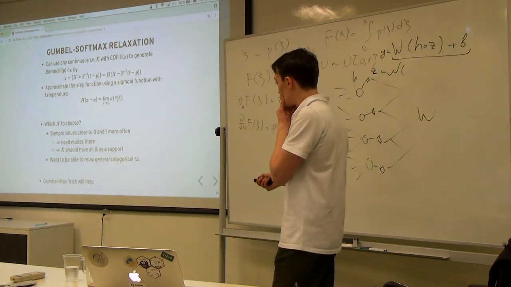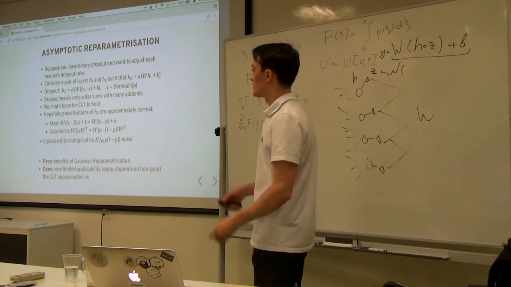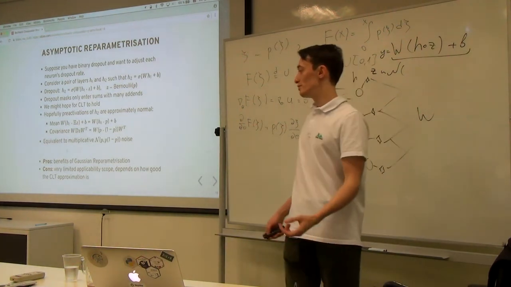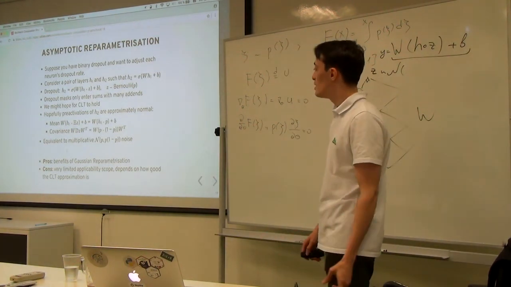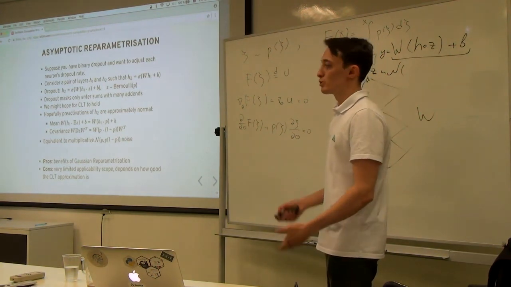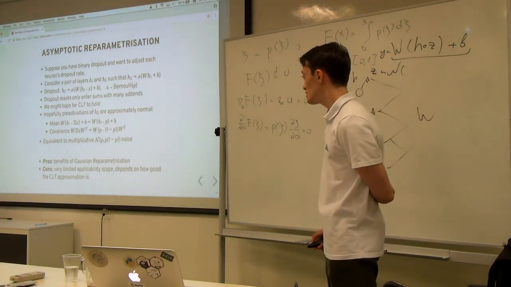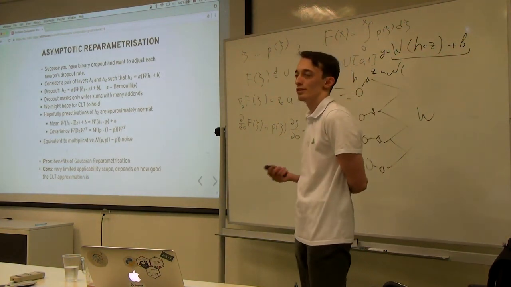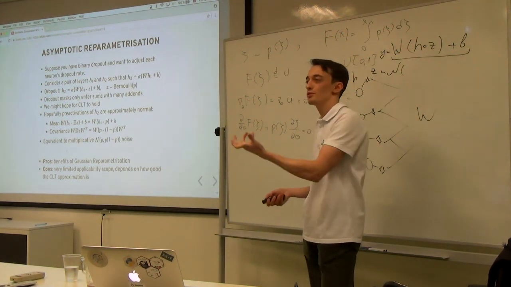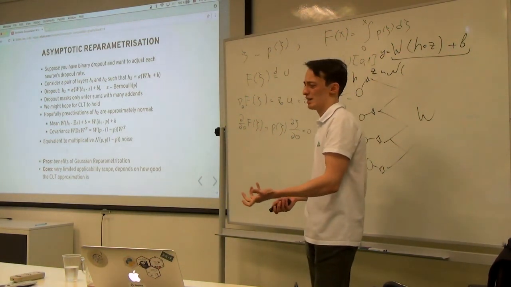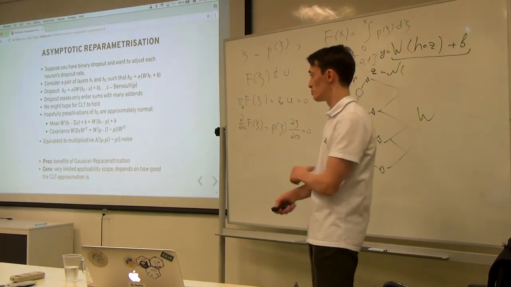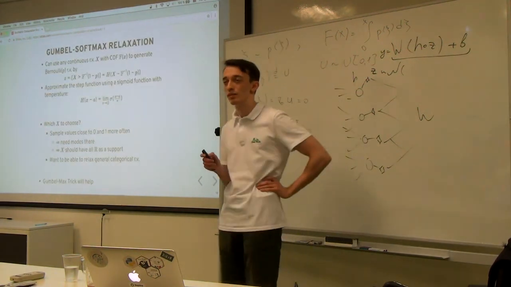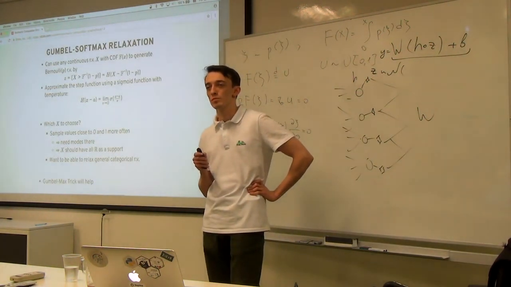So yeah, the benefit is that we can justify it somehow if we believe in the central limit theorem, and that gives you all the benefits of Gaussian reparameterization, but it has a very limited applicability scope, and depends on how good the CLT approximation is. If you have just 5 neurons in your hidden layer, then it's very unlikely that they can be replaced by Gaussian units. And the idea here is that you will use continuous random variables while training and then discrete random variables. Yeah.